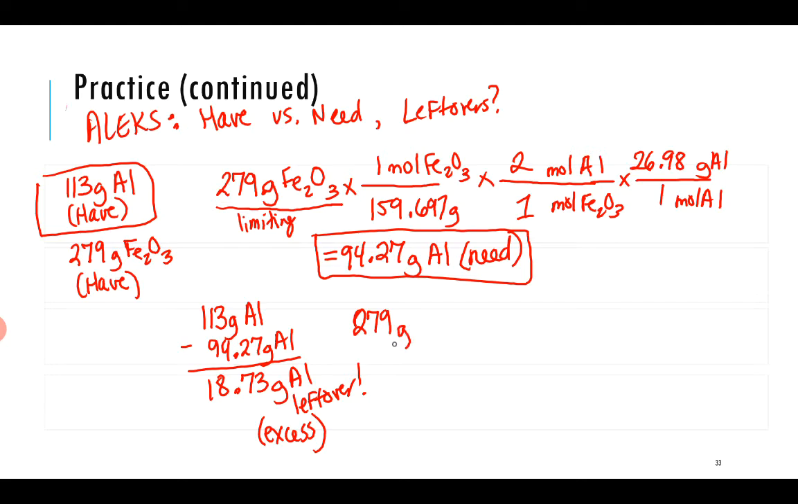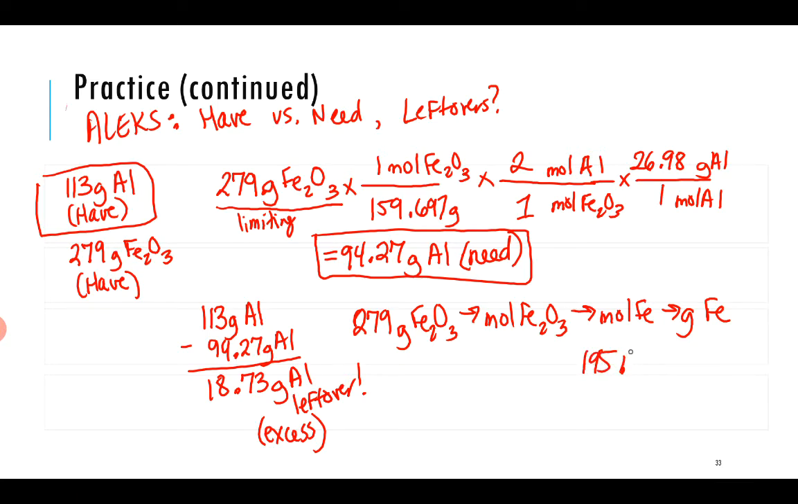I would take my mass of iron oxide, calculate my moles of iron oxide, calculate my moles of iron, because that's what the question asked for, find my grams of iron, and I would end up with the same number I did using the other method, which is 195.146366, and I would still end up with 195 grams of iron made.